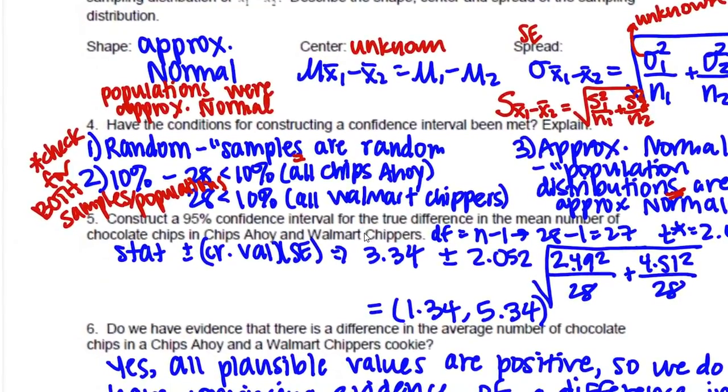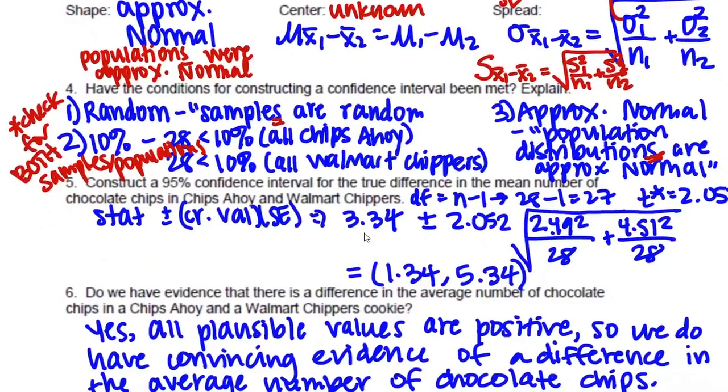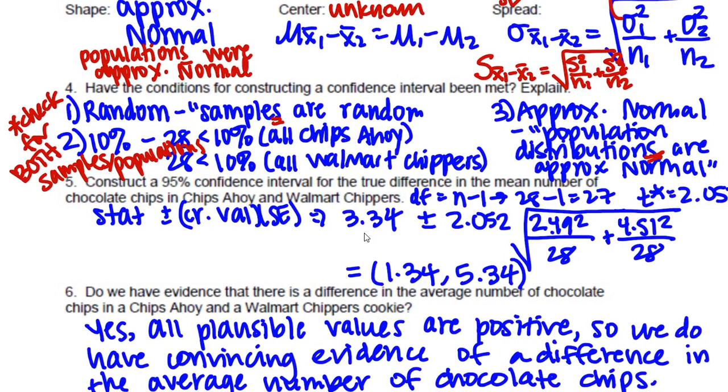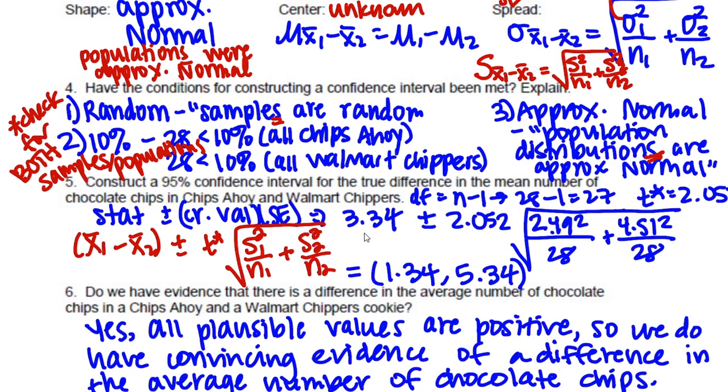For number 5, I'm hoping that you were able to get that from your previous knowledge. You should be comfortable with this generic formula of a confidence interval at this point: statistic plus or minus critical value times standard error. In this case, the statistic is going to be x bar 1 minus x bar 2. Because we're using x bar and s to estimate, our critical value is a t star, and the standard error is the square root of the sample standard deviation squared for sample 1 over sample size 1 plus the standard deviation from the sample squared for sample 2 over sample size for sample 2.